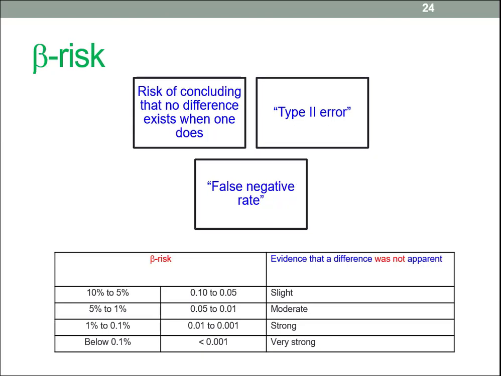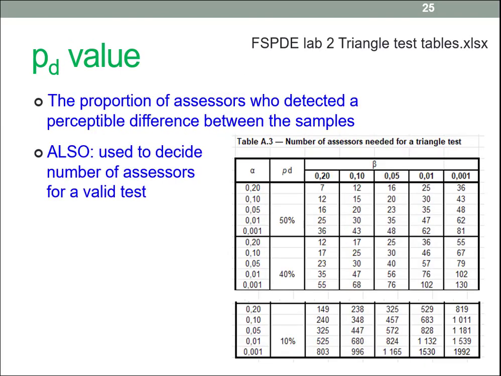The beta risk is the opposite, really. It's the probability of a false negative. Again, note the differences in the table labels. The PD value, proportion of discriminators, is used for a number of things. You can use it both to define the number of assessors who detect a perceptible difference between the samples, and also to determine the number of assessors needed to have a valid test. It looks a bit complicated, but it's really just a matter of reading tables based on known values, or values you've obtained.